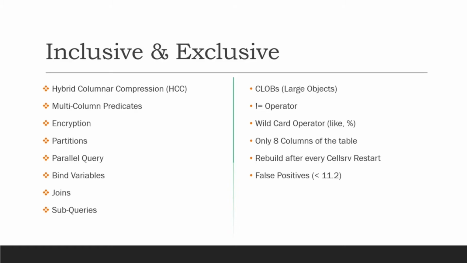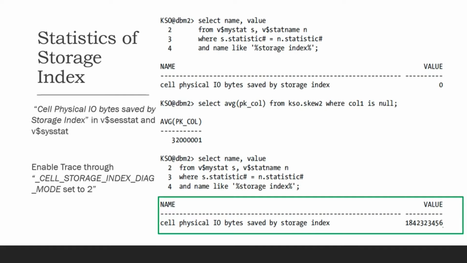Now, how do I understand whether my query is using the storage index or not? There are a couple of ways where you can find out. The first one is you can check the cell physical IO bytes saved by storage index statistic. That is there in the v$sesstat and v$sysstat views. So you can query the metadata before and after the query, and you can see the value of cell physical IO bytes saved by storage index. When that is being set, you can consider that your particular query is using the storage indexes, and that much amount of workload is being reduced by the storage indexes.